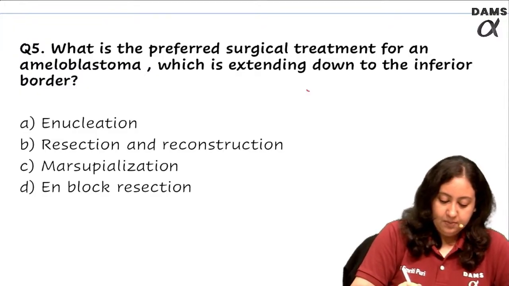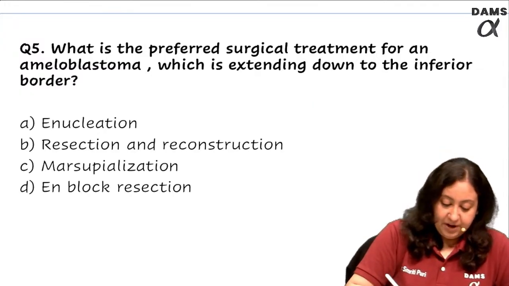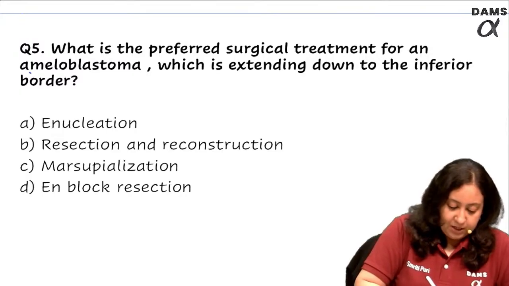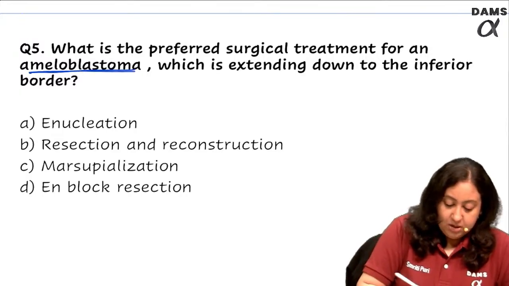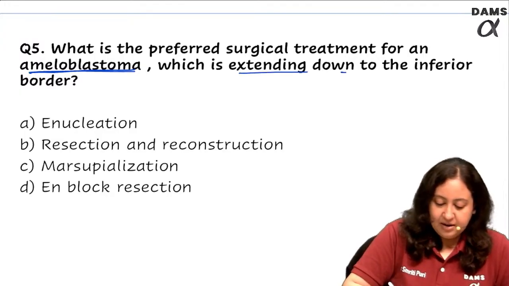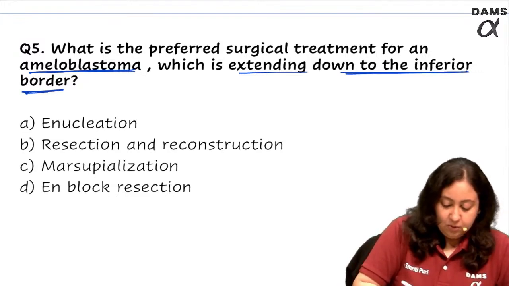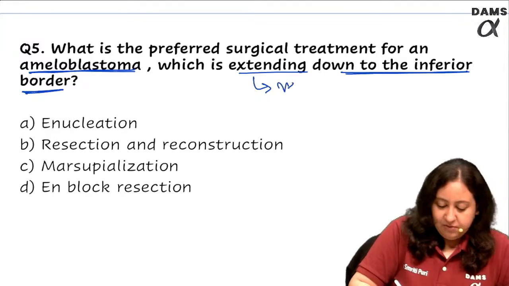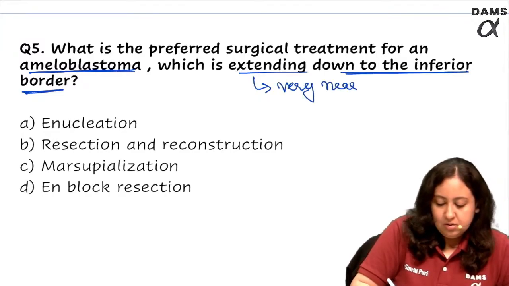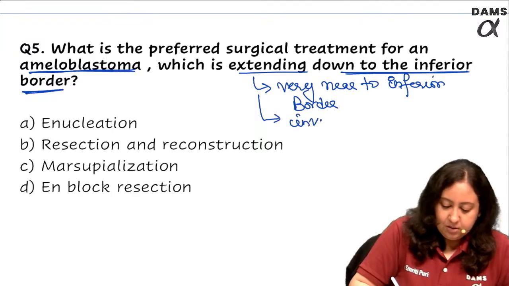So let's see. The question is saying preferred surgical treatment for an ameloblastoma. Okay, they have not mentioned the type of ameloblastoma which is extending down to the inferior border. Alright. Now this means either it is very near to the inferior border or it is involving the inferior border.